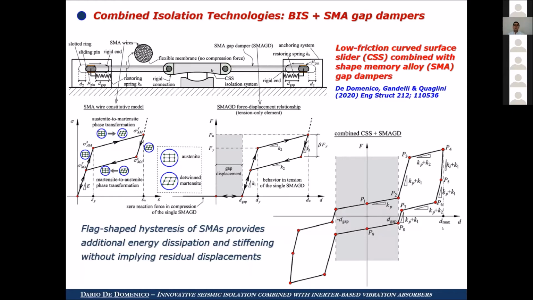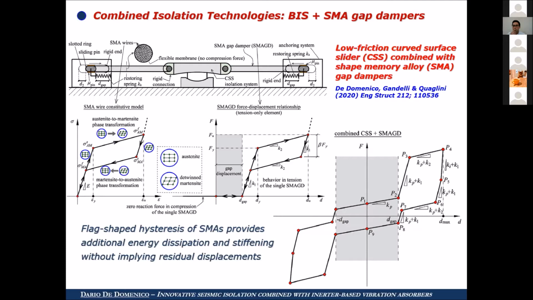In the low range of displacement, I mean, for earthquakes having a low return period, like serviceability earthquakes, the behavior is similar to a low friction isolator. But as soon as the displacement exceeds a certain threshold called the gap displacement, there is an additional energy dissipation and stiffening effect provided by these shape memory alloy gap dampers.